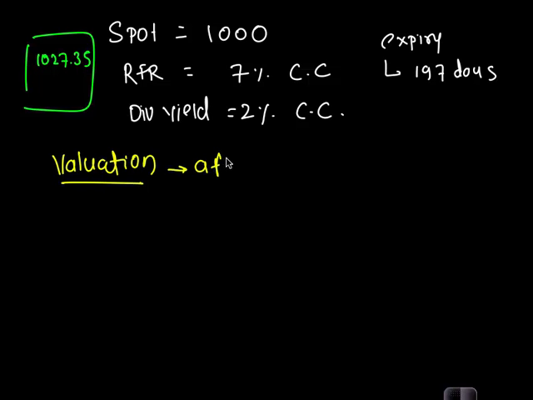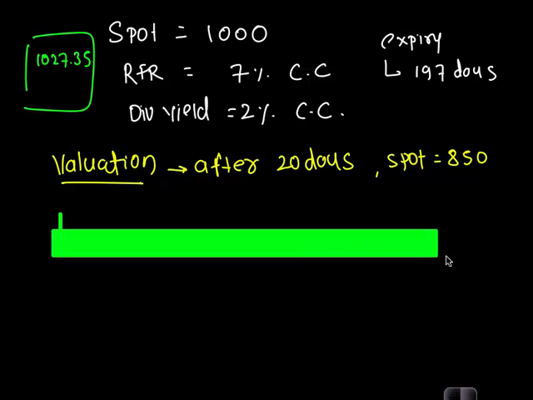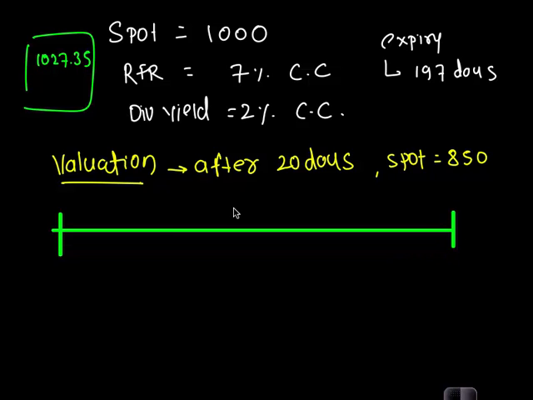Let us say after 20 days, spot price has become 850. Now we have to find out the profit or loss to the long. In this case, Animesh, is it a profit or loss now? Now this is a loss. So now see how you would do this. A lot of people generally struggle at this calculation, so please observe carefully.